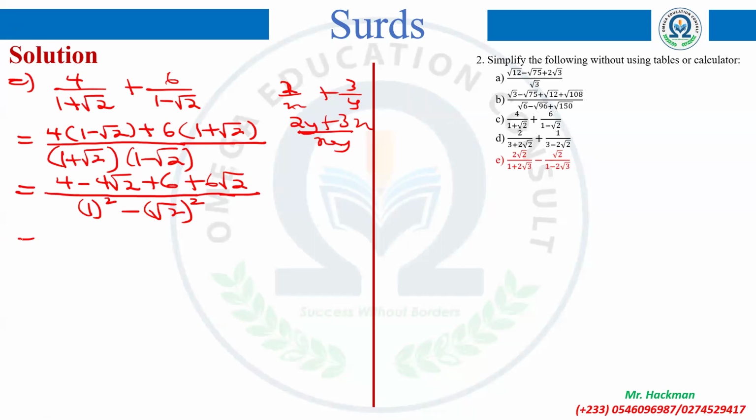So in this case, in your numerator, this and this are like terms. I can combine, that will give me 10. This and this are also like terms. I can combine, that will give me 2 root of 2. Do you agree? All over my denominator, this will give me 1, and this will give me minus 2. Is that clear?